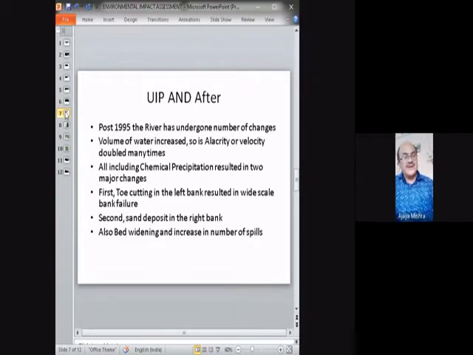The other thing is that the large amount of water served for the purpose of irrigation is also drained to the Hathi River. So the Hathi River is a power channel that produces electricity, and the surplus water from the agricultural land is also drained to it. In both cases, the Hathi volume has increased. Because volume has increased, the alacrity has increased. If the alacrity has increased, then the chemical precipitation has also increased.